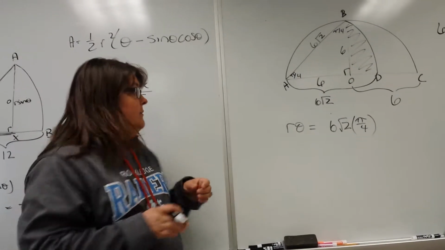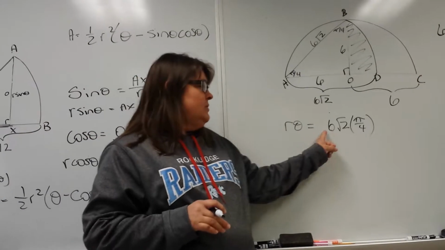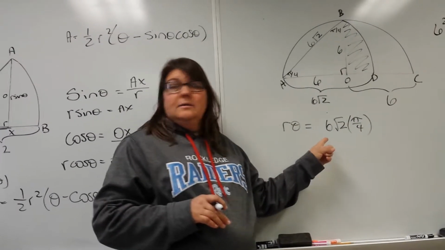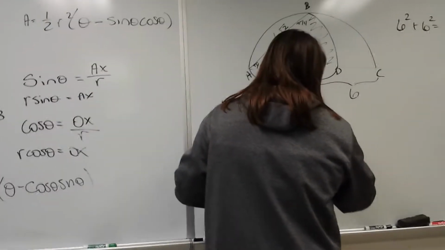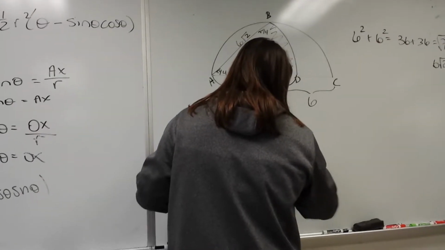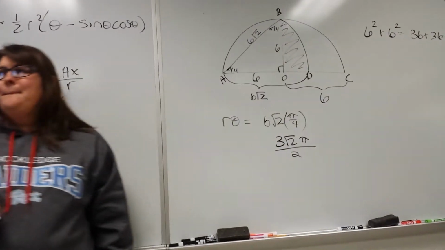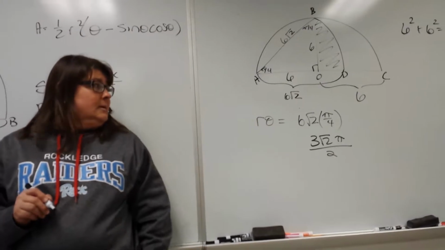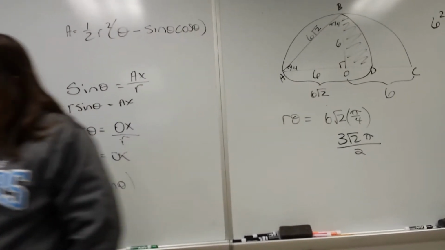So I'd be careful though, okay? Could you simplify that? Yeah, I know that 2 divides into both, right? So what do you have? 3 square root of 2 pi over 2. Leave it like that? Yeah. Not pretty, but it is. Okay, so there's one answer.